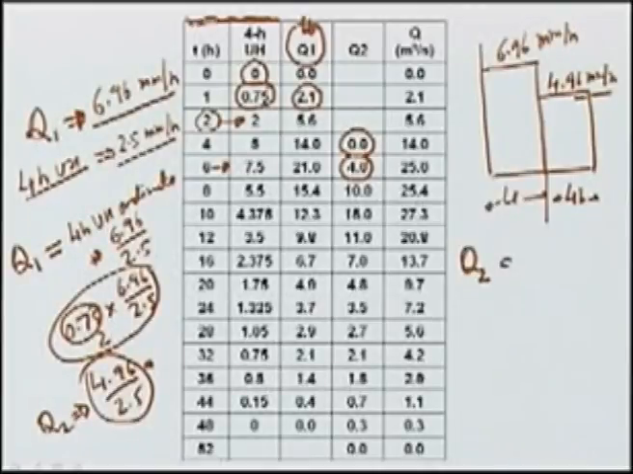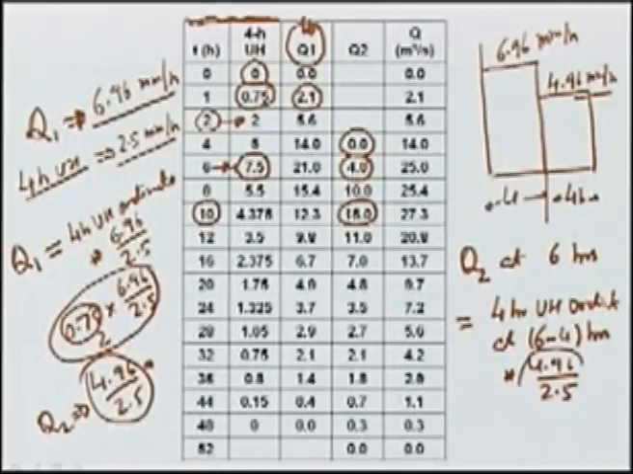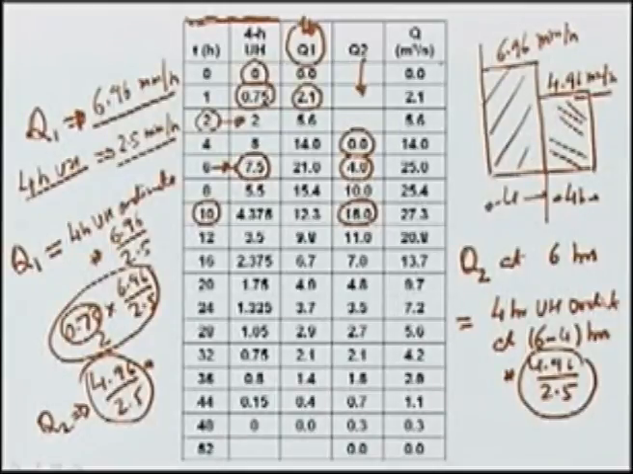So, Q2 at 6 hours will be equal to the 4 hour ordinate at 6 minus 4 hours into the factor 4.96 over 2.5. We can take any value, for example t equal to 10. The value here, 15, corresponds to the 4 hour unit hydrograph at 10 minus 4, which is 6. So, 7.5 times almost a factor of 2 will give us 15. In this way, we find Q2, lag it by 4 hours, and then add these two to get the total direct runoff because of this entire rain. Because of the principle of superposition, we can add these two and get this value of Q.